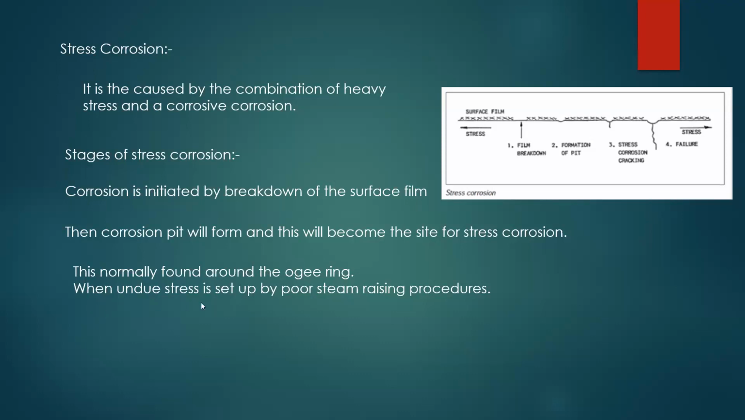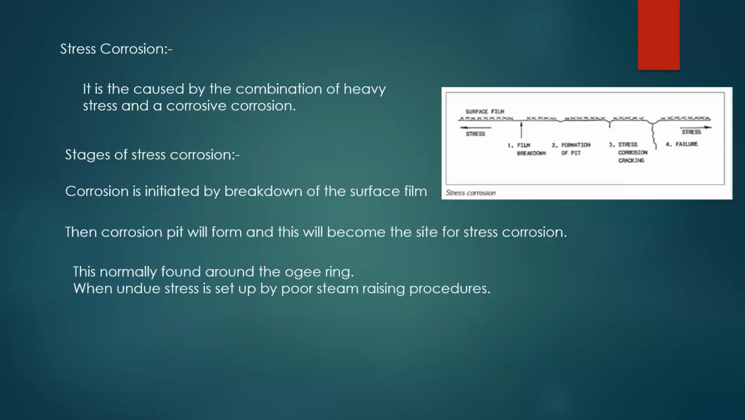Furnace, when undue stress is kept up by the poor steam raising procedure. What does poor steam raising procedure mean? Suppose your boiler was cooled down and you directly increase the pressure to 7 bar, then there will be heavy stress. If you increase slowly, your material will get conditioned. After formation of the pit, stress corrosion will take place and crack the material, and finally your material is going to fail. This is the process by which stress corrosion takes place.